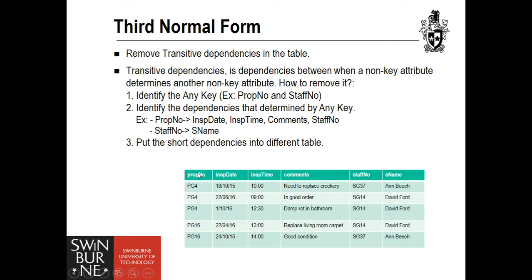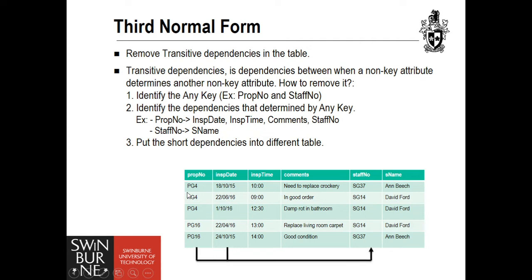We see here, prop number, what is the relation that is generated by this key? Of course, prop number will determine inspect number, inspection time, comment, and staff number. And then the other key, which is the staff number, can determine the staff name. So this is the dependency that we have listed.